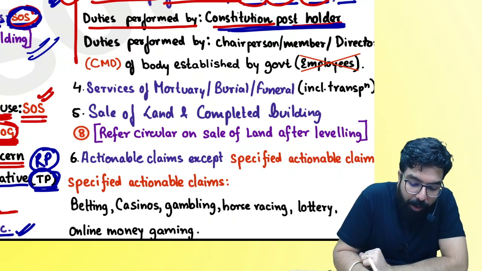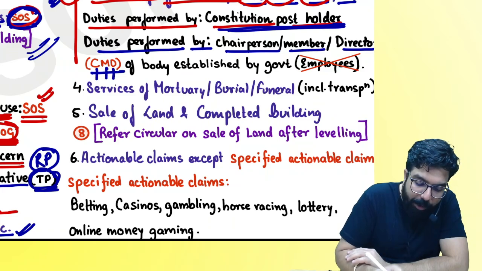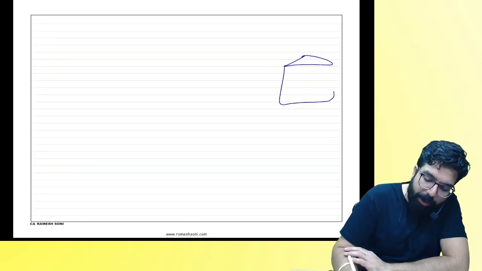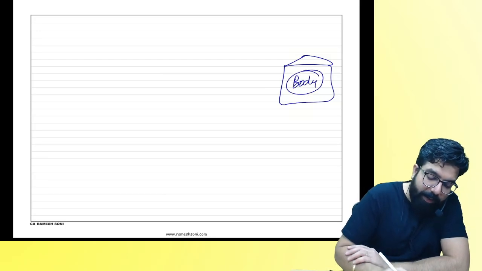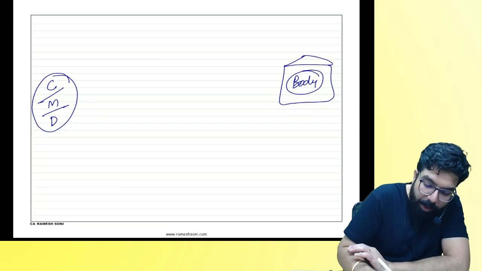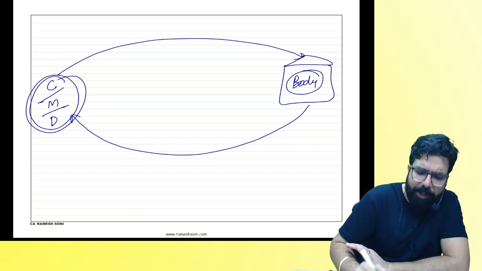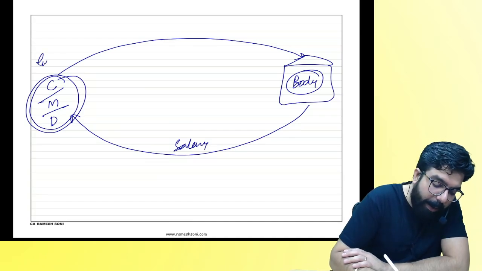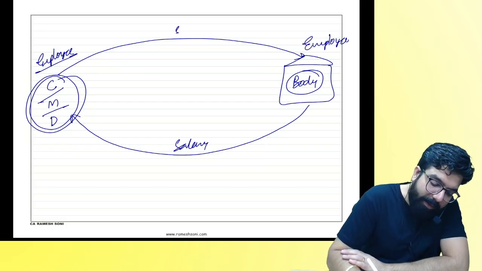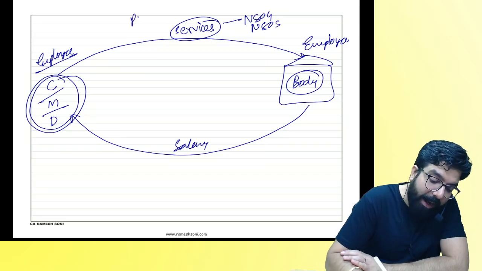Next. Duties performed by a chairperson, member or director, CMD, of a body which is established by the government. Supposing the government went ahead and formed one body, in which there is a chairperson, a member or a director. People listen carefully, okay? He is giving services to the body and the body gives him, supposing, a salary. My question over here, if he is an employee in that organization, his services will fall under neither supply of goods nor supply of services as per paragraph number 1.